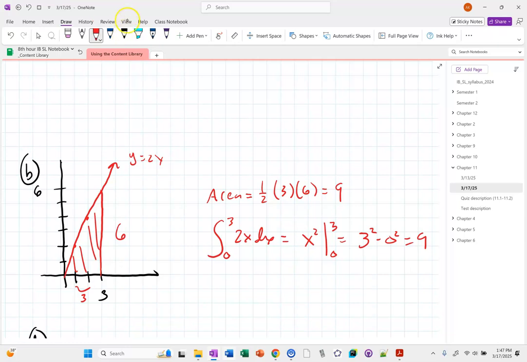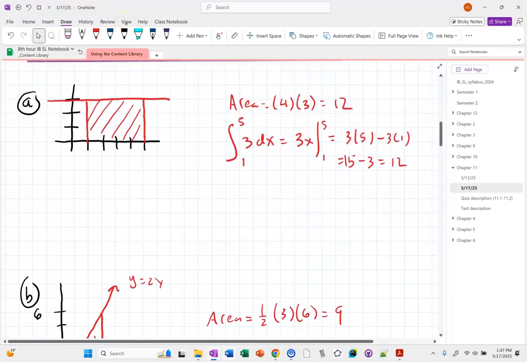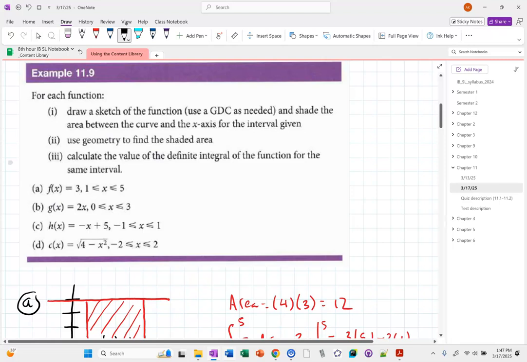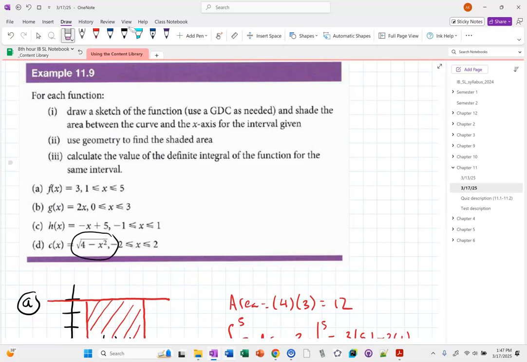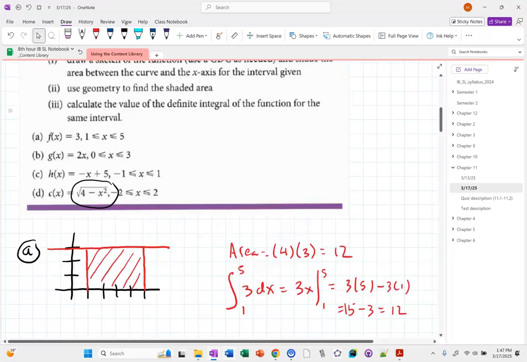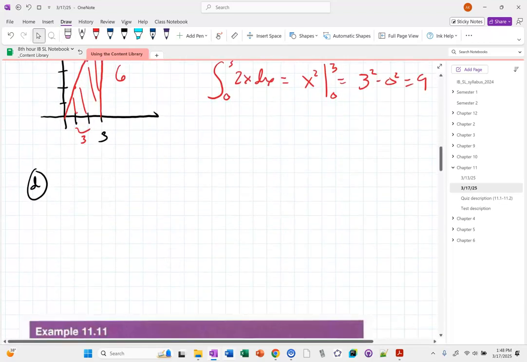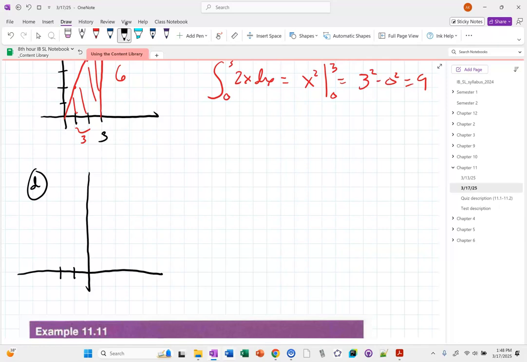Everybody feeling pretty good on what we're doing here? The really neat part about doing this, though, is if we want to do one like D. Notice this guy is not something that we know how to integrate by hand, right? Use that GDC. Yeah, but we can also do this just geometrically.